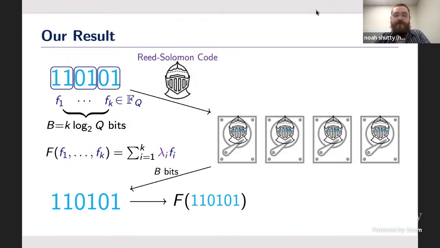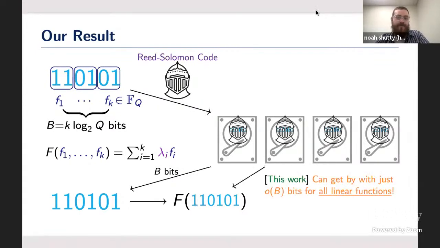And we were interested in computing functions that look like this: some sum over i of lambda_i times f_i, where the f_i are the symbols of our finite field that comprise our message, and the lambda_i are some arbitrary coefficients from that same finite field. So these are linear functions. And we found that if you had encoded in a Reed-Solomon code, you can compute these functions by downloading just little o of B bits, regardless of what linear function you had chosen. The bits that you download may depend on the lambda_i, but it doesn't matter what they are. You will be able to find a way of doing this with little o of B bits.